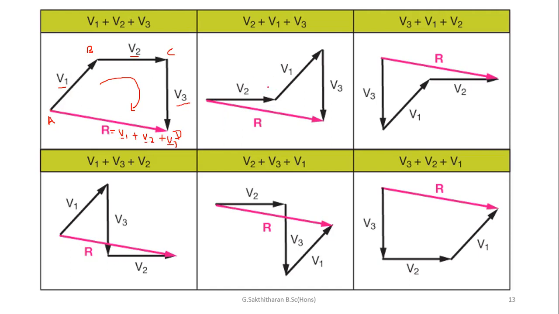Another figure here. Here also V2, V1 and V3, same directions clockwise. So here starting from this point to that point. So now we can get the resultant R is equal to V2 plus V1 plus V3. These are very simple calculations. So here also V3 plus V1 plus V2. These are anti-clockwise.